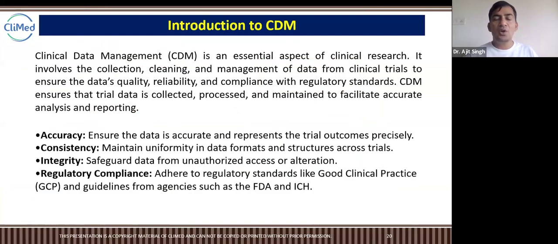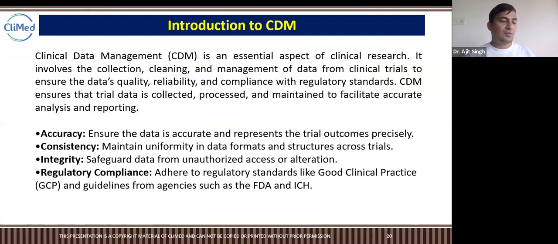Okay, now CDM. If I just talk about the CDM, the CDM is the essential task.